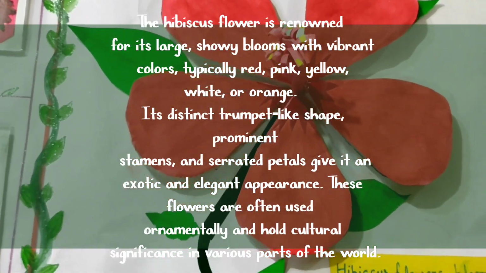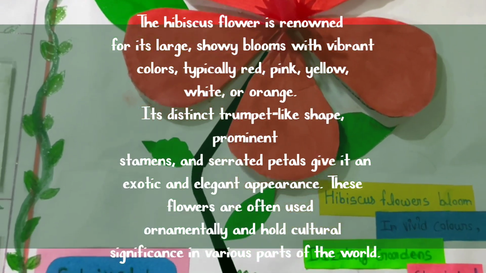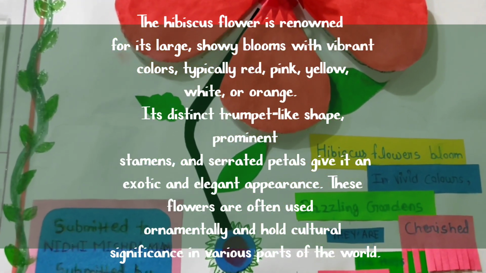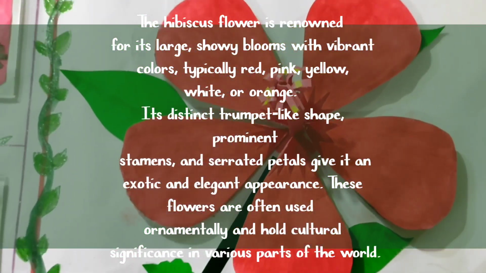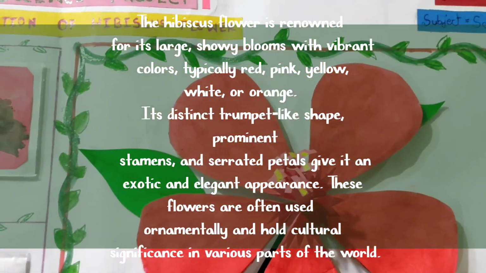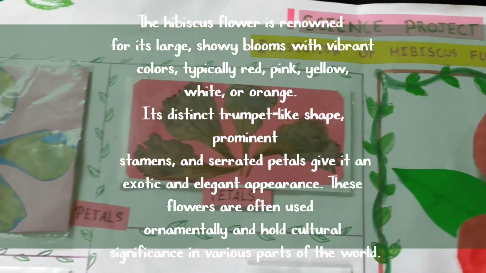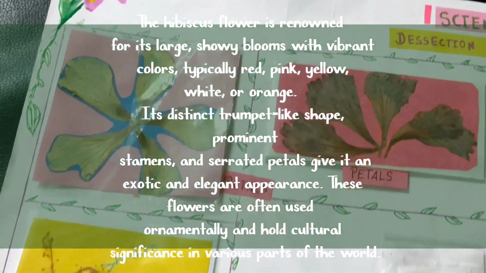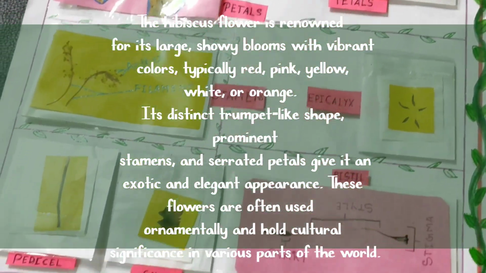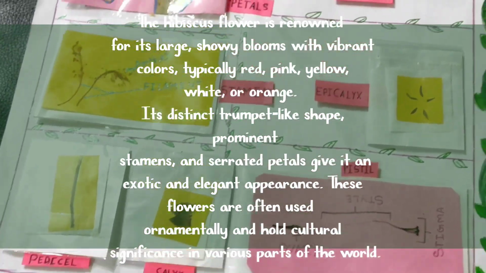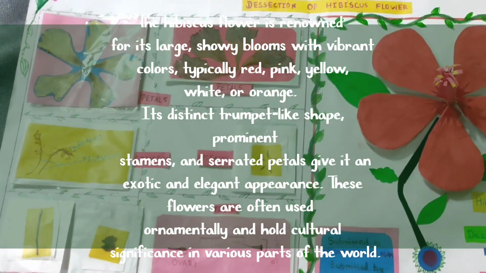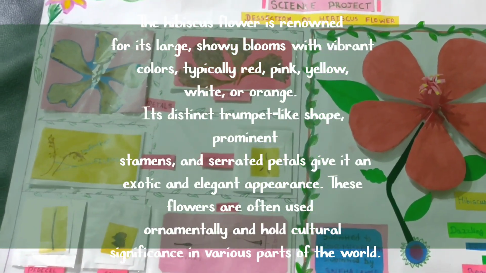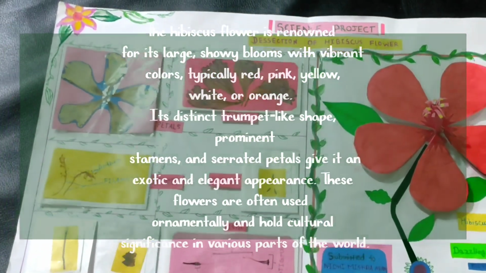Hibiscus flowers are renowned for their large, showy blooms with vibrant colors, typically red, pink, yellow, white, or orange. Its distinct trumpet-like shape, prominent stamens, and serrated petals give it an exotic and elegant appearance. These flowers are often used ornamentally and hold cultural significance in various parts of the world.